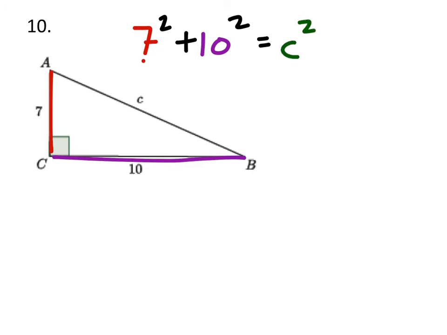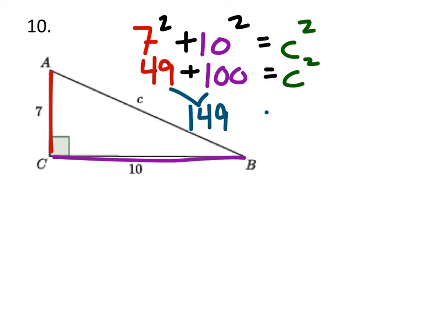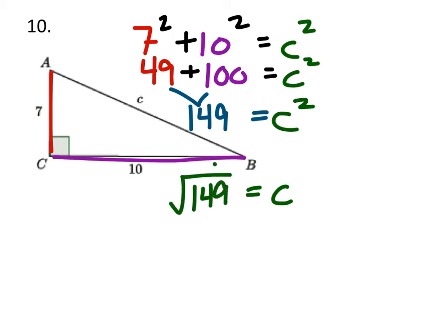7 times 7 is 49. 10 times 10 is 100. So adding these together, I get 149. And this is equal to the hypotenuse as a square. So if I just want the hypotenuse, I'm going to take that 149 and square root it. And that would be my final answer.